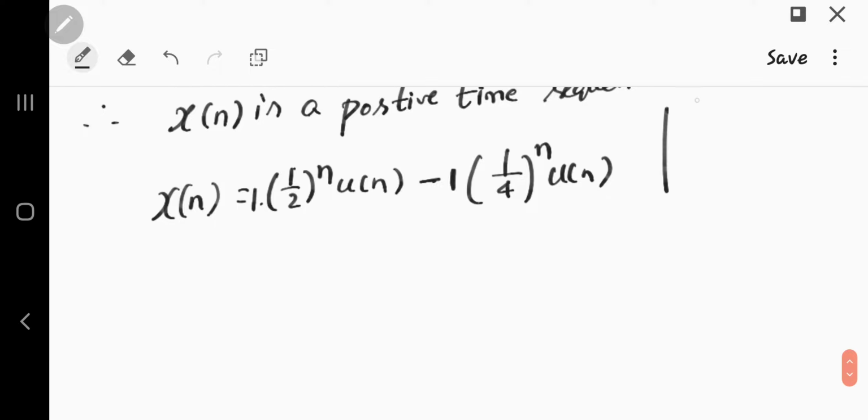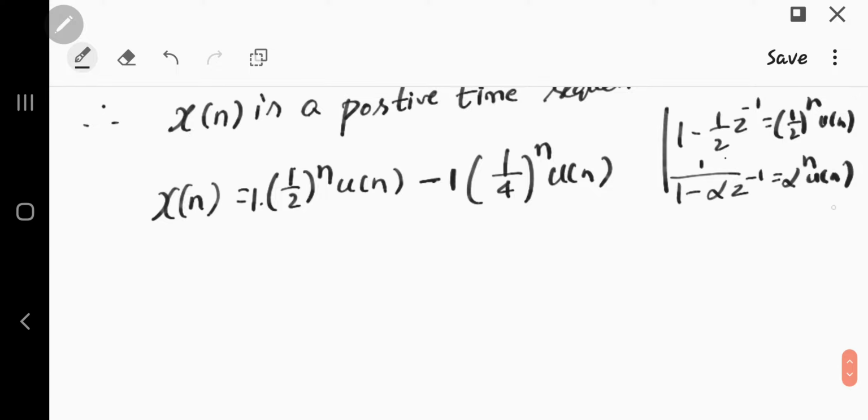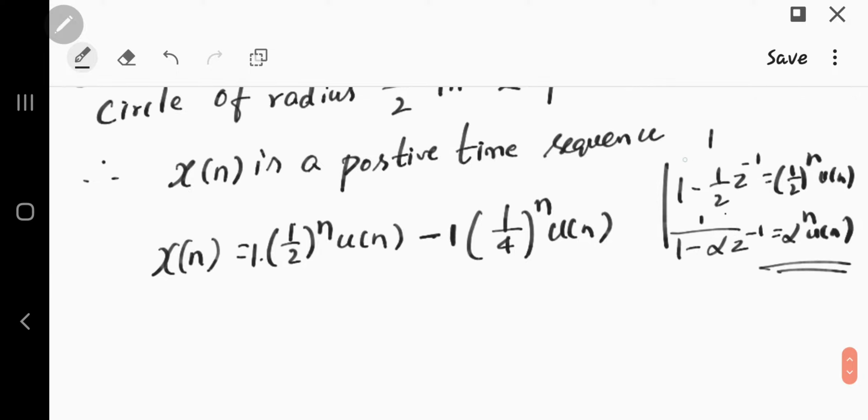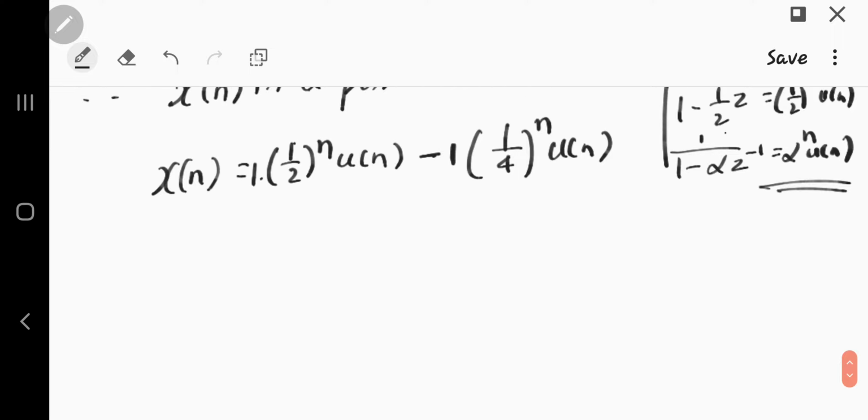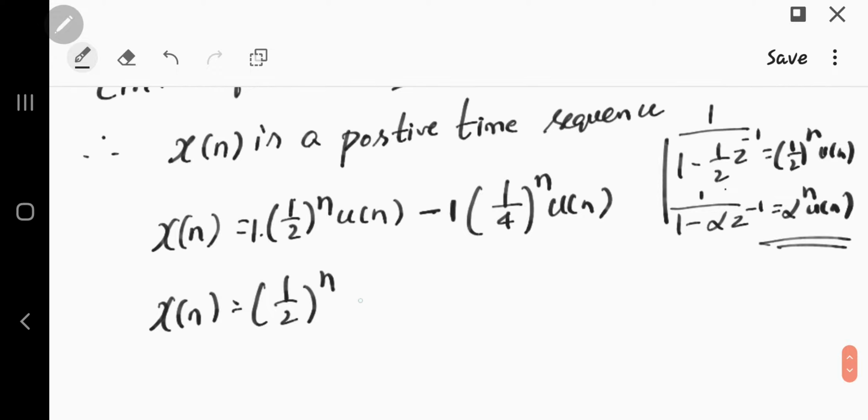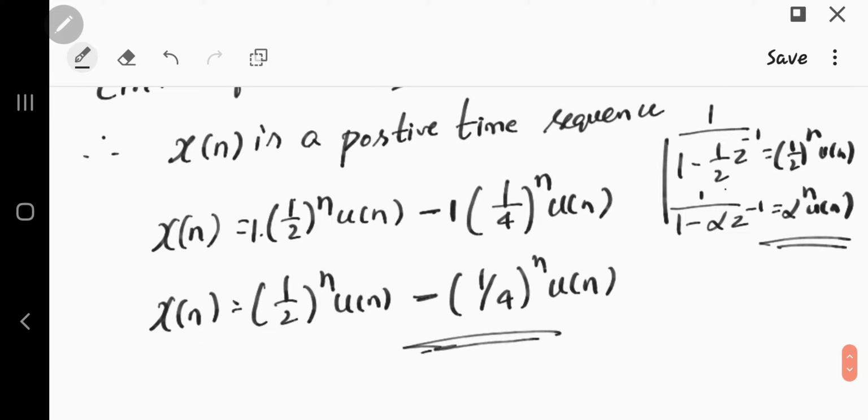Or you can take the reference of 1 minus 1 by 2 z inverse, which is in the form of 1 by 2 to the power n u of n. So this is what I have written for reference. Therefore, we can write x of n for the first case as 1 by 2 to the power of n u of n minus 1 by 4 to the power of n into u of n.